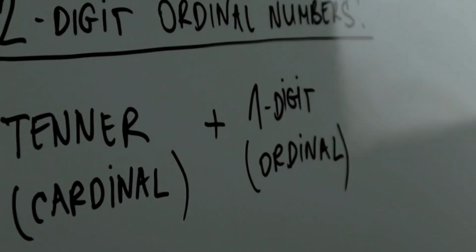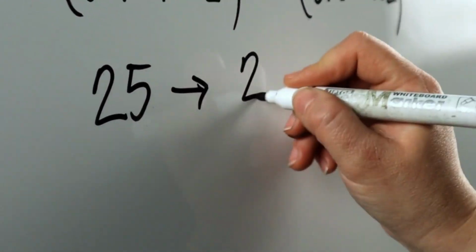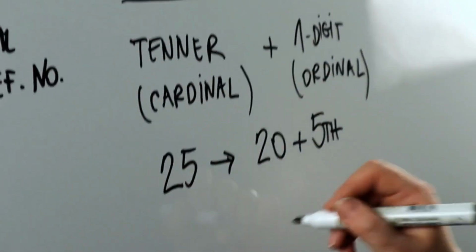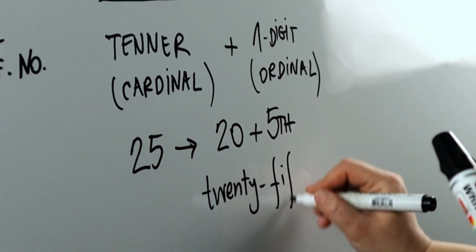21st, 22nd, 58th, 79th, and so on and so forth. So that's basically the procedure, how the ordinal numbers are formed and what they are used for.